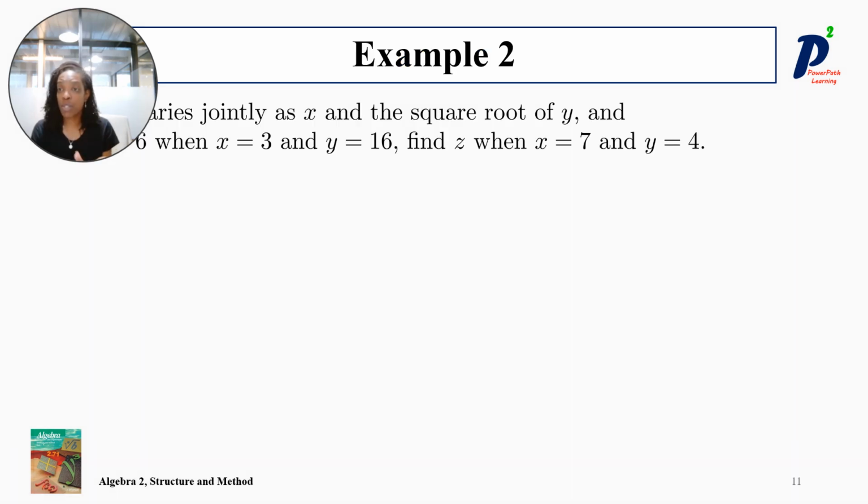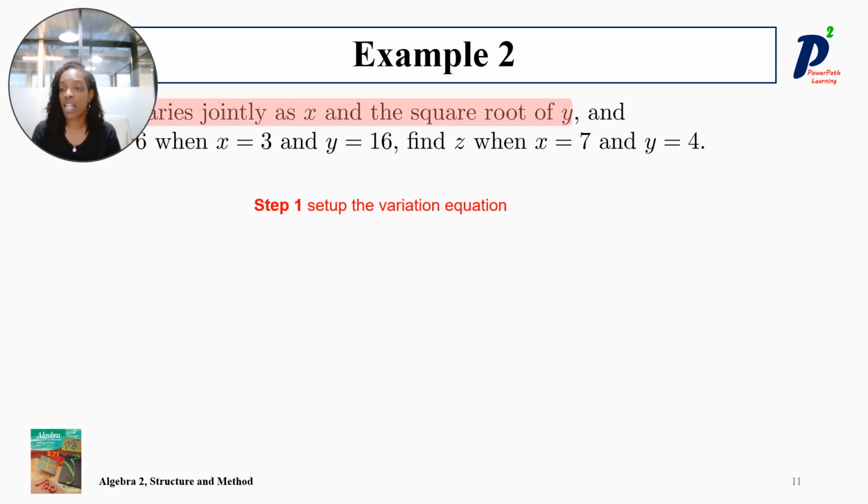Okay, so example 2. We're told that z varies jointly as x and the square root of y, and z equals 6 when x equals 3 and y equals 16. And we need to find z when x is 7 and y is 4. So our first step, again, is to set up the variation equation.